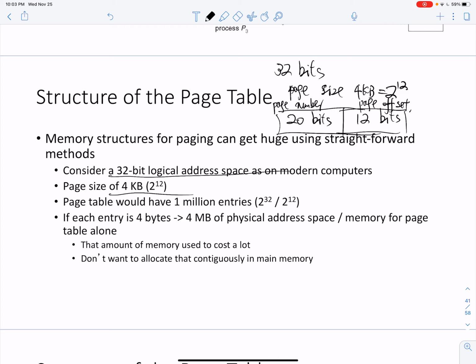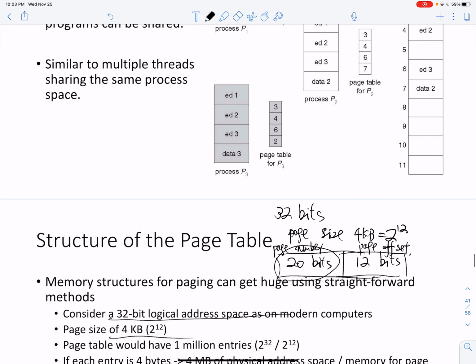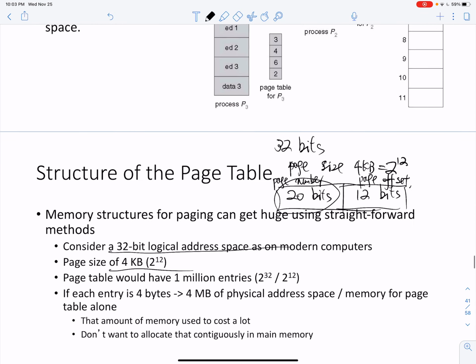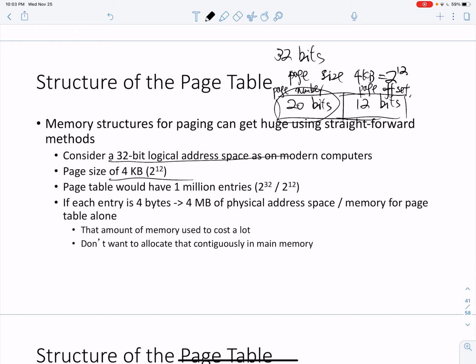Okay, so here, we're going to use 20 bits to represent the page number. Then the page table should have 2 to the power of 20 entries, page table entries. 2 to the power of 20 is about 1 million. And then suppose that each entry takes 4 bytes, then in total the page table is going to take 4 megabytes. That is how we reach this number.